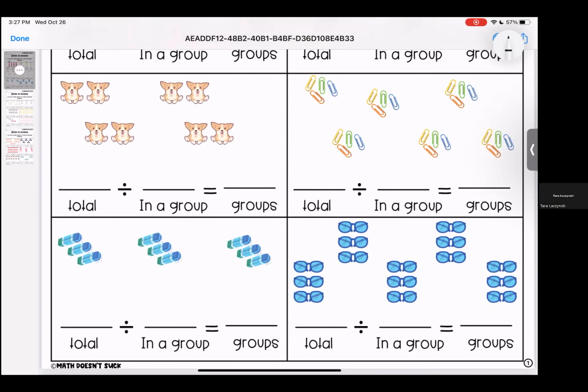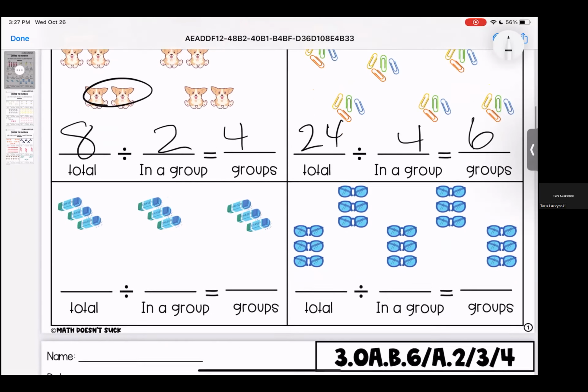There is 2, 4, 6, 8 total. Each group has 2, and I have 4 groups. So 8 divided by 2 equals 4. Here I have 4 in a group. I have 1, 2, 3, 4, 5, 6 groups. If I count them all together, I have 24. 24 divided by 4 gives me 6.